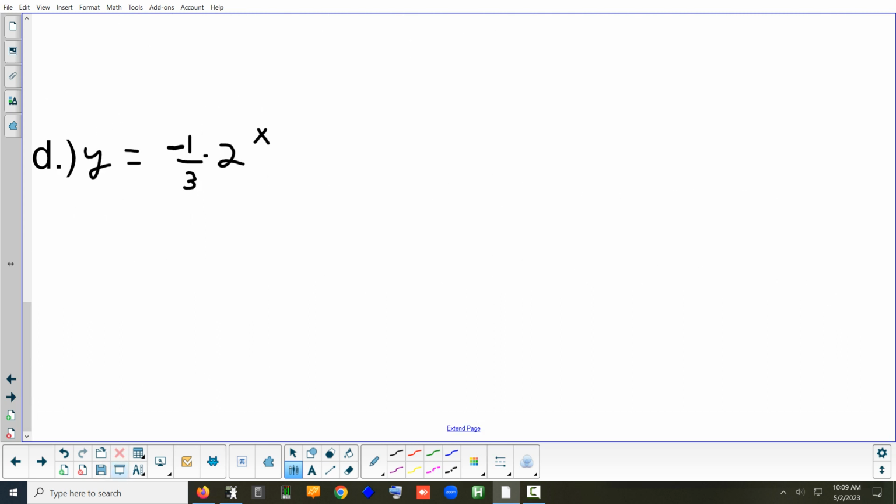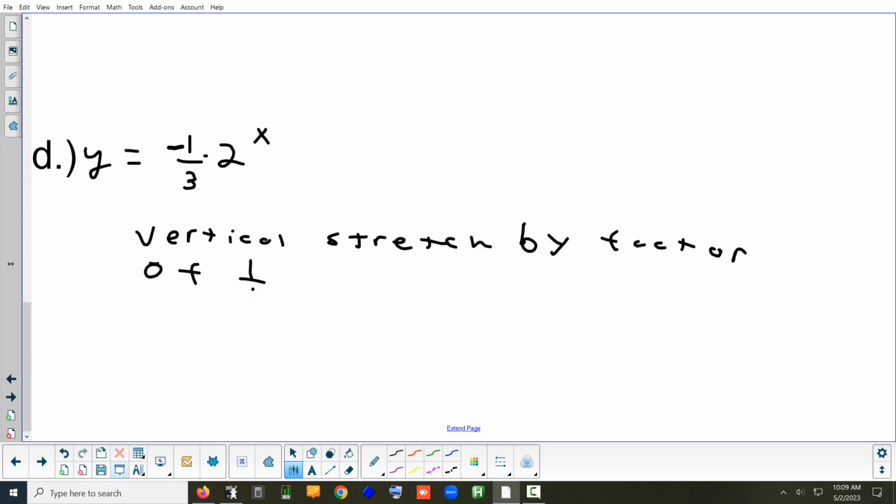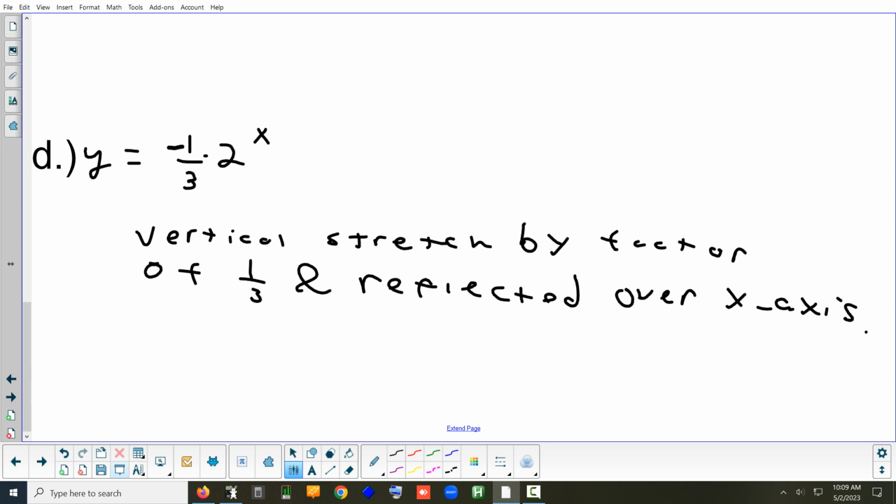Okay, and how about D? Stretched vertically by a factor of 1/3. Yep. So vertical stretch by a factor of 1/3 and reflected over the x-axis. Yep. So any questions on that?